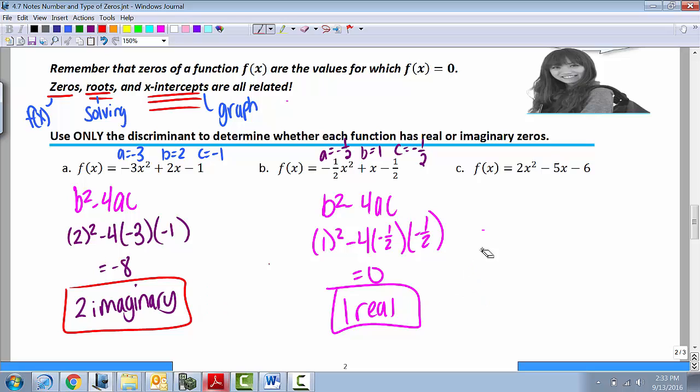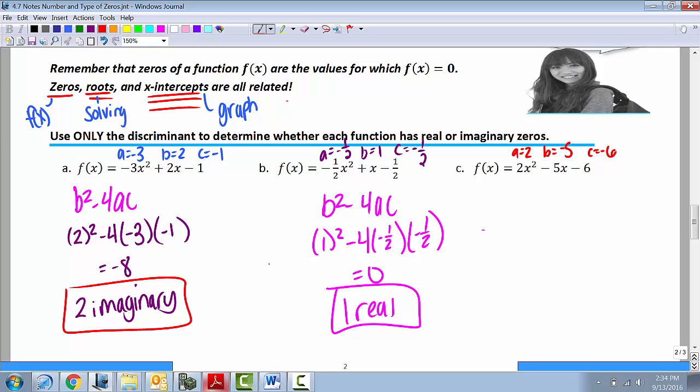All right, we're going to do another one. What's A? 2. What's B? Negative 5. What is C? Negative 6. Good. Please take the extra 10 seconds to write that out, because a lot of you will put just the A on top and you'll forget the negative.